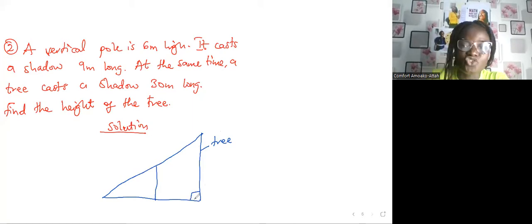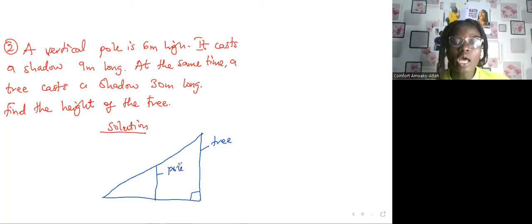Okay, so we have our tree and our pole. So now what do we do? A vertical pole, so it means the height of the pole is what? 6 meters. So you have the height here to be 6 meters. Then it casts a shadow of 9 meters long.